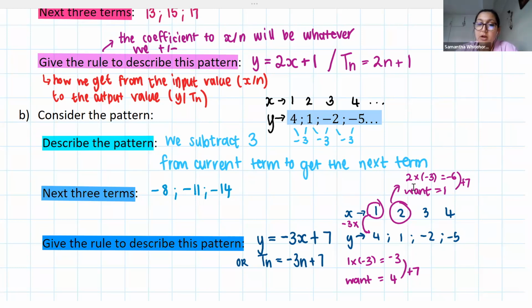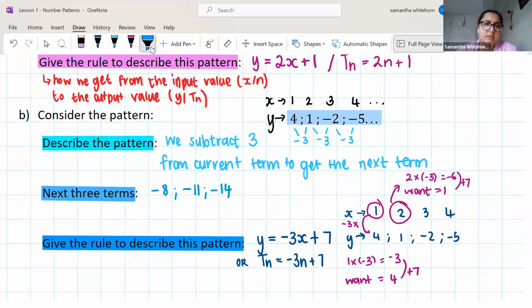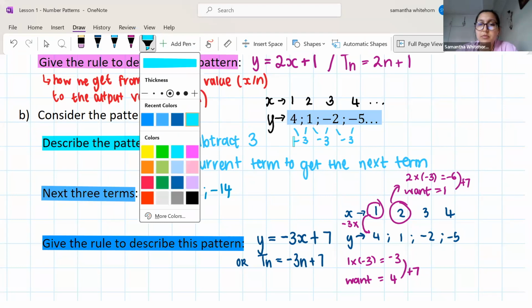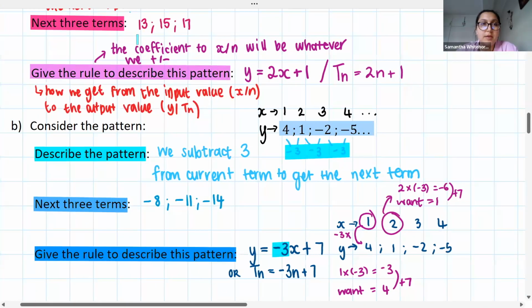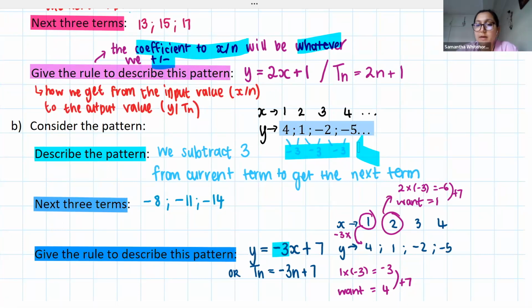Okay, so Lundeka, I got the -3 because if we go back up to the top here, I can see that I'm subtracting 3 each time. And because I know that I'm subtracting 3 each time, that becomes my coefficient to x. Remember I said up here at the top that the coefficient to x will be whatever we add or subtract. Because I was subtracting 3 each time, that became my coefficient to x. So that's where the -3 came from.